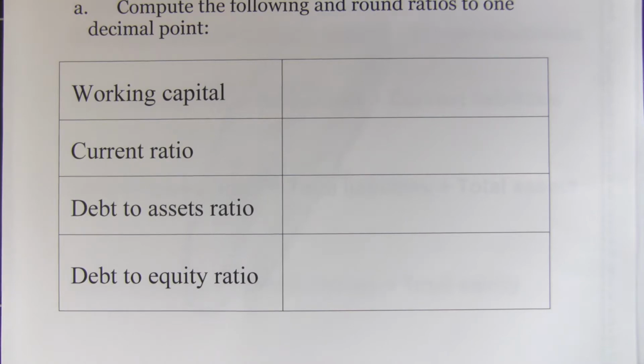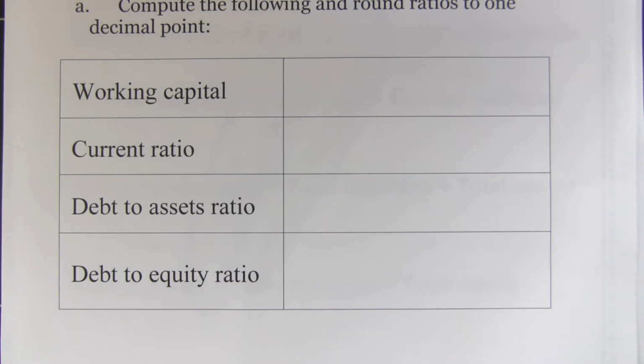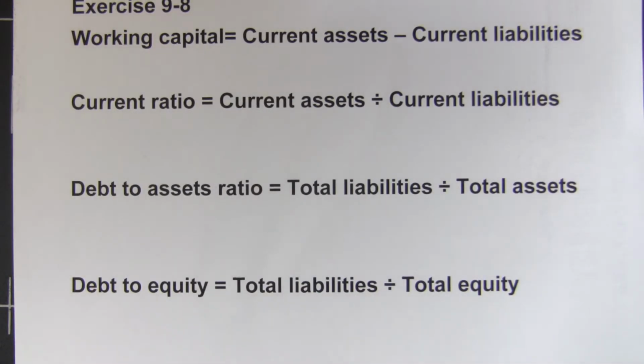Now, I'm assuming that before you sat down to do the homework, you scurried off to your textbook or to the PowerPoints or to Dr. Google to come up with the formulas for working capital, current ratio, debt to assets ratio, and debt to equity ratio. So after you visited Dr. Google, and she told you these are the formulas, we now know what the formulas are.